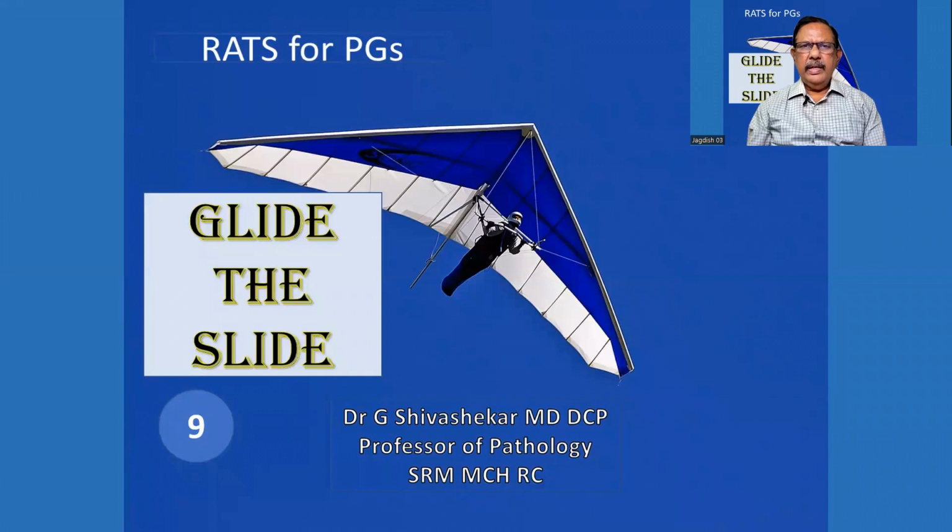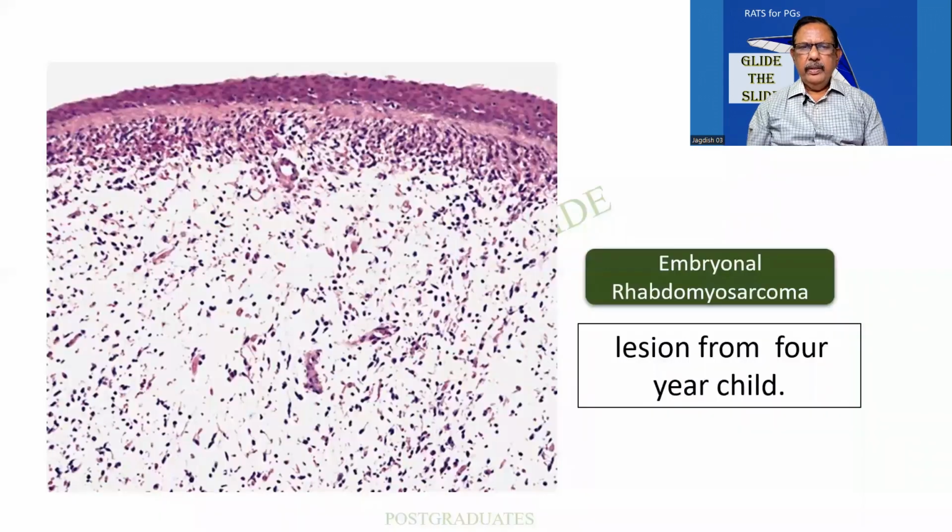This is the 9th slide. The diagnosis is embryonal rhabdomyosarcoma. Before I go any further, I would like to emphasize the word embryonal. The word embryonal means embryo-like. It is not fully formed. It is more undifferentiated or blastemal, etc. So, we are having cells with such morphology.